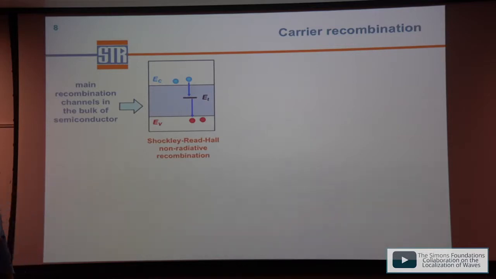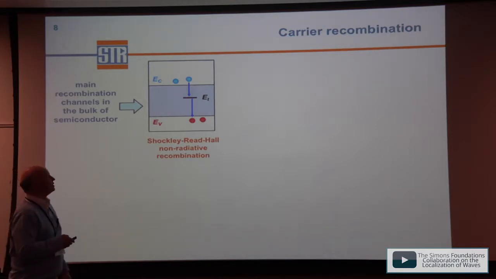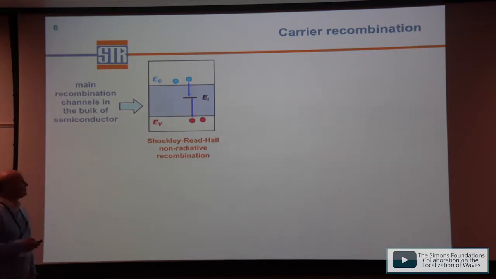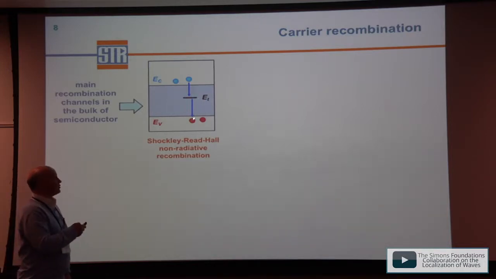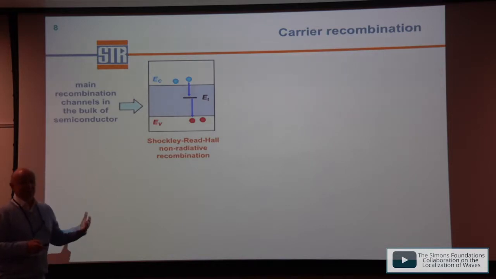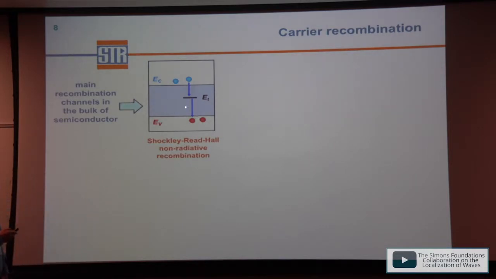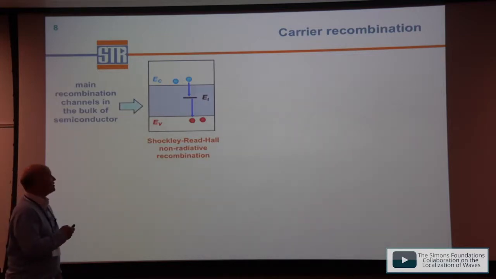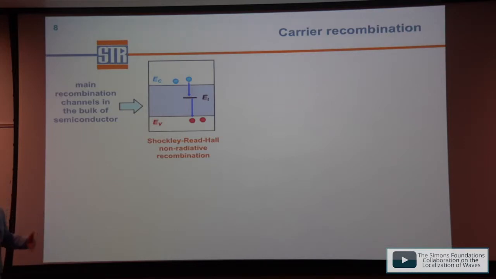And therefore, the rate of recombination is proportional to the concentration of defects producing these levels. Then an electron can be captured by this defect level, and then it can transfer to the valence band, which is just the same as a hole being captured by this defect level, and the hole then annihilates with the electron captured before. So this is one important channel of recombination.